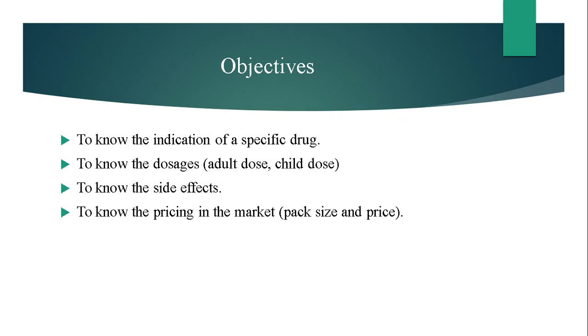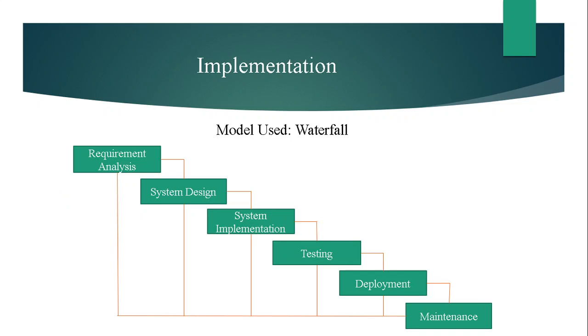Objectives. The objectives are to know the indication, dosages, side effects, mode of action, pricing in the market. Implementation. I used waterfall model here for implementation. Waterfall model is a sequential approach where fundamental activity of a process is arranged in linear order. The processes are requirement analysis, system design, system implementation, testing, deployment, and maintenance.